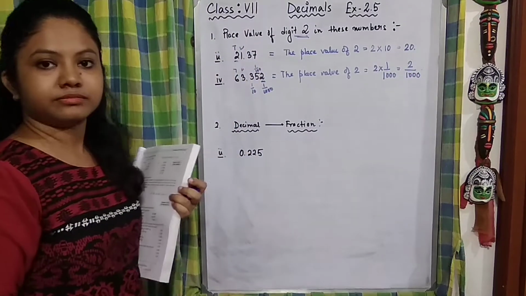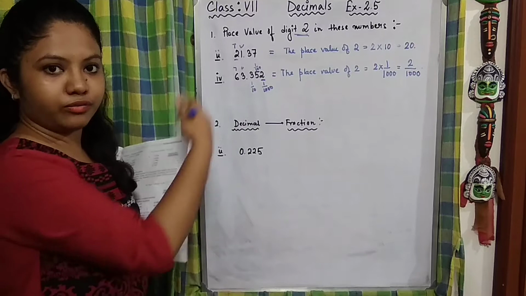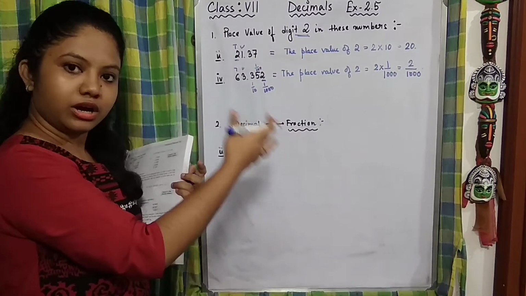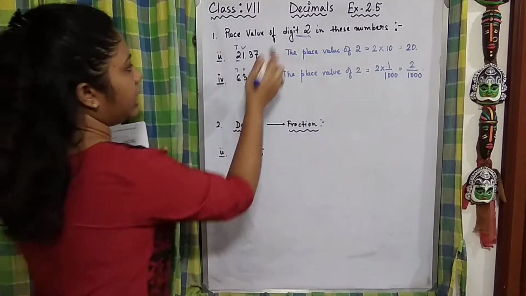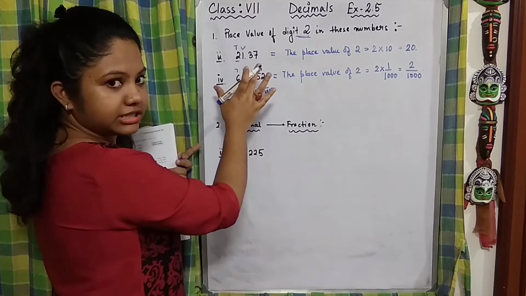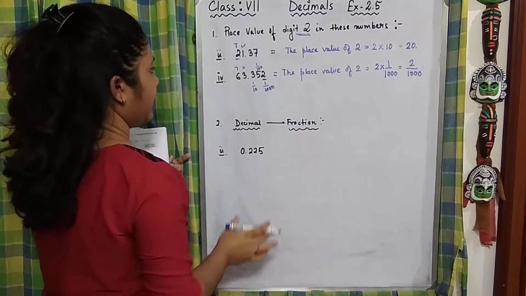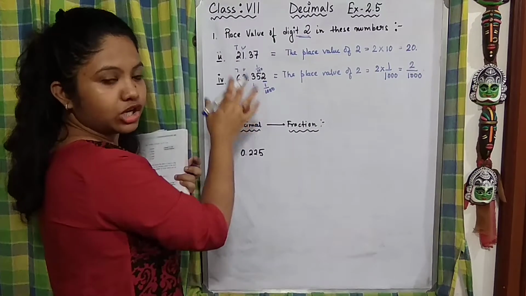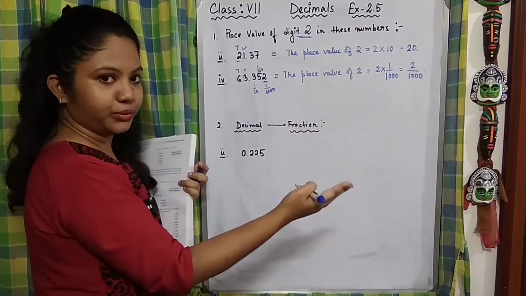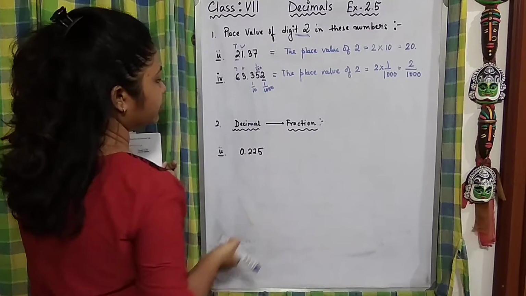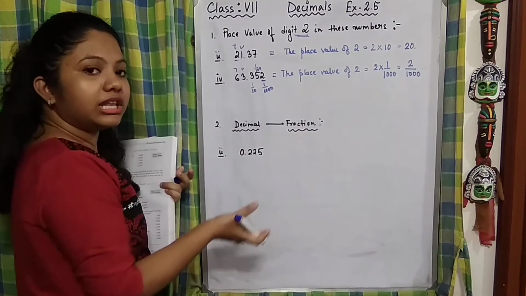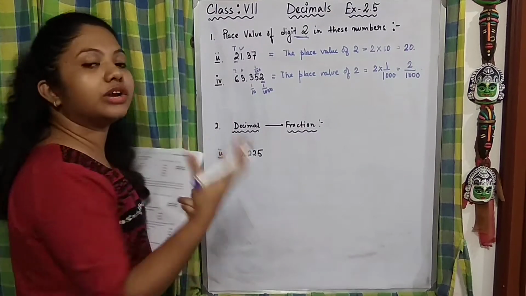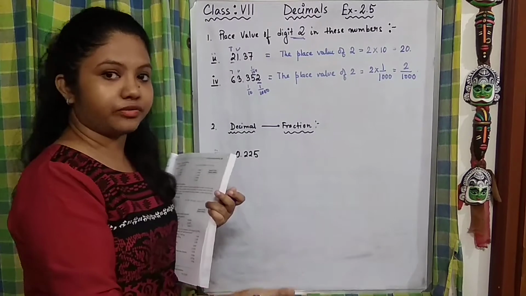Right? I hope you are understanding how we are going to do it. Okay? So I guess you have understood this process, how we have found out the place value of digit 2 in these numbers. So the remaining 2 you have to do. Okay? Now coming to the number 2, what will we learn? We will learn how to convert a decimal into a fraction.